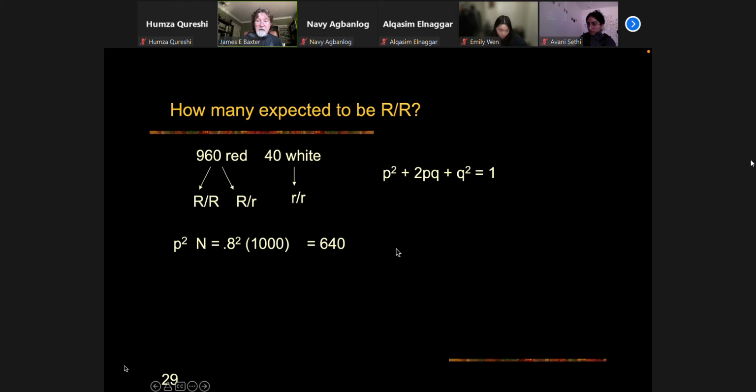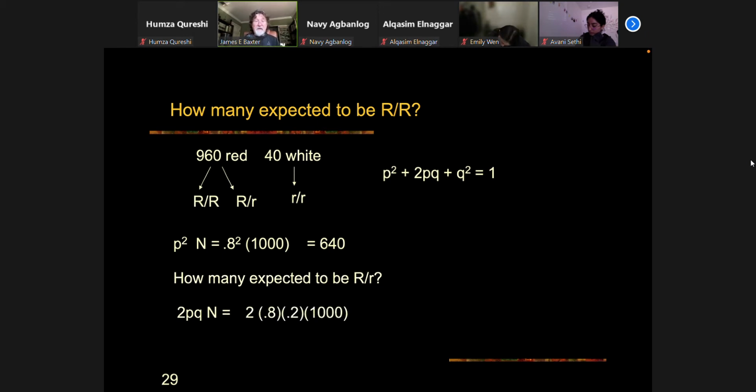All right, so let's do that. We're going to use 2pq times sample size. And so we have the formula 2, p was equal to 0.8, q is equal to 0.2, and multiply it by the sample size. And that, when you work it out, turns out to be 320. If you take 640 plus 320, it gives us 960.